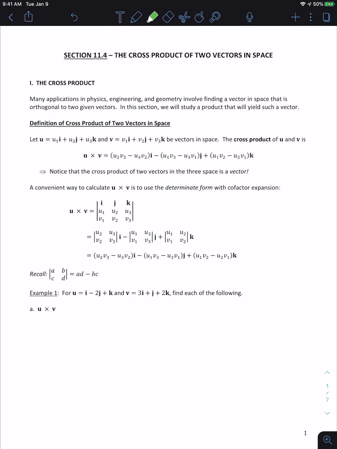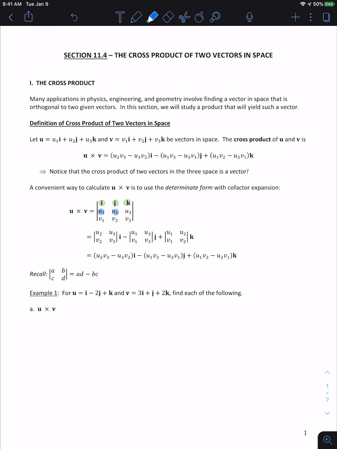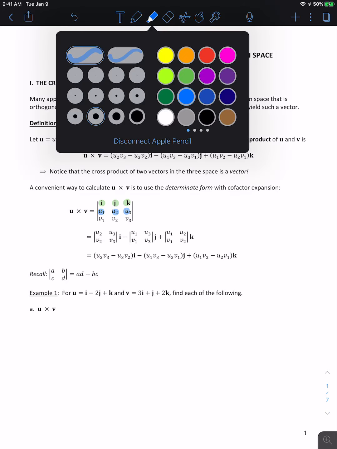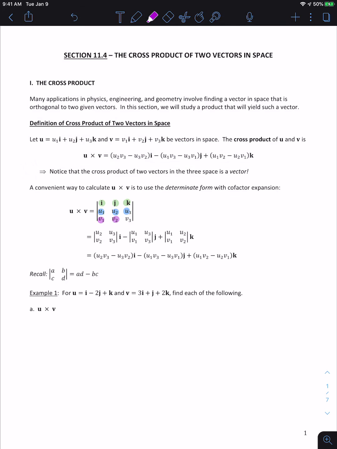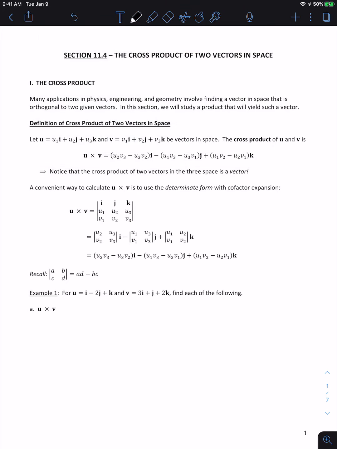let's find the determinant of this matrix that has ijk in the first row, and then in the second row it has the ijk components of U, and in the third row it has the ijk components of V. Right? And then what we do is we find the determinant of that matrix. If you're unfamiliar with it, we'll go through it right here.